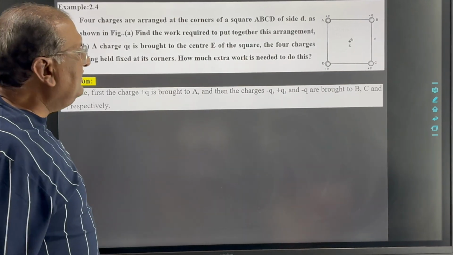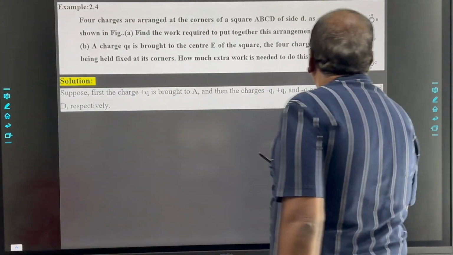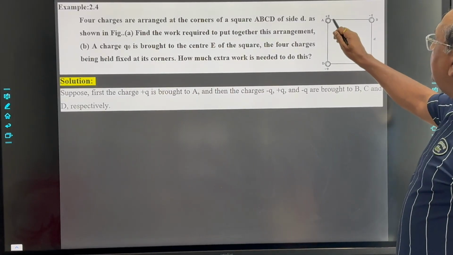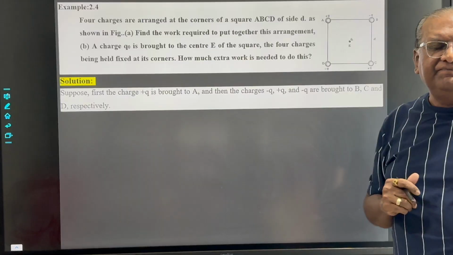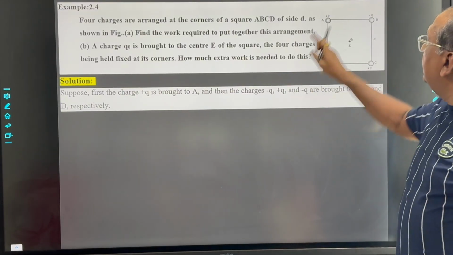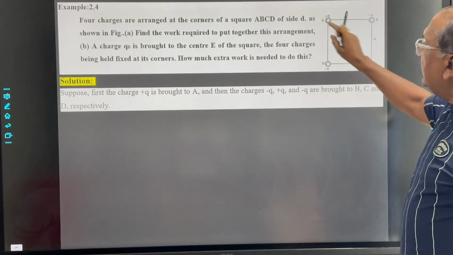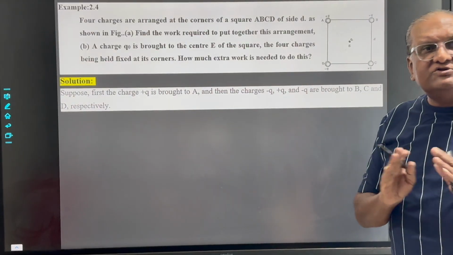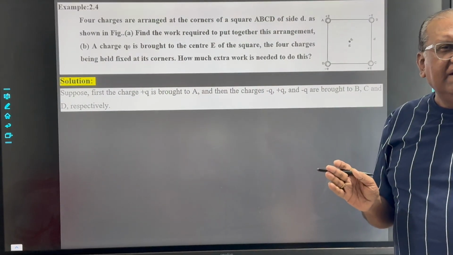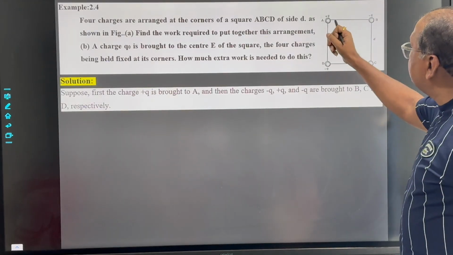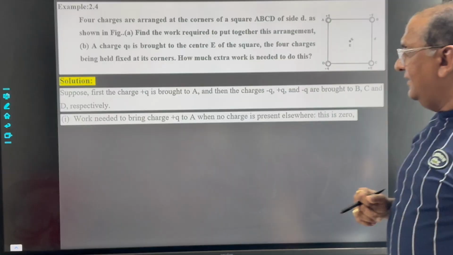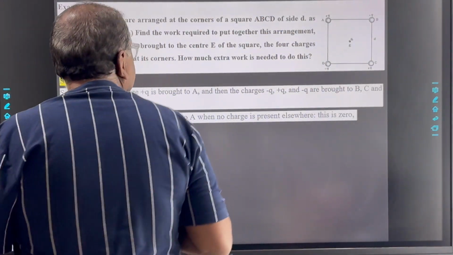Now suppose first we think about the work done in bringing charge plus Q from infinity to point A. So when we bring charge plus Q at A, at that time there is no other charge, there is no electric field. So in this particular process the work done is equal to 0.